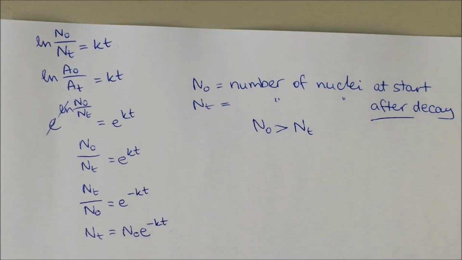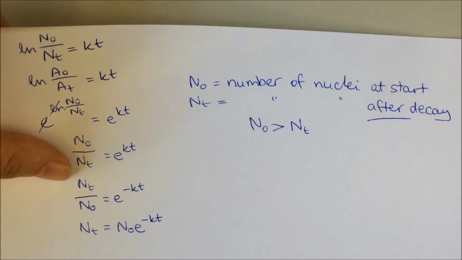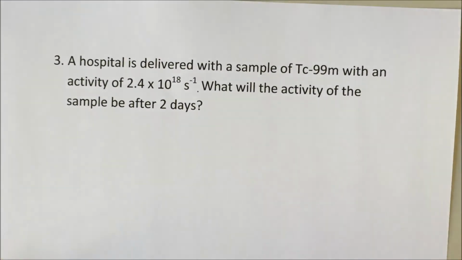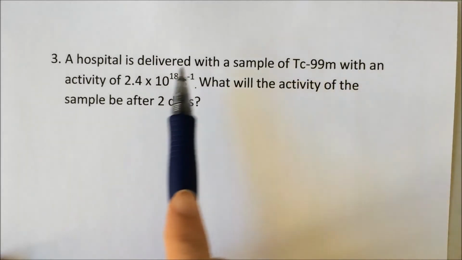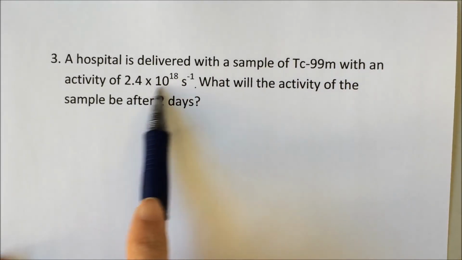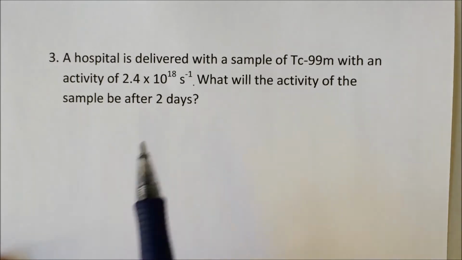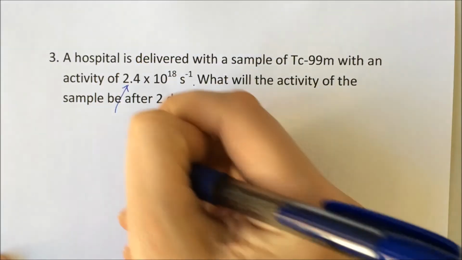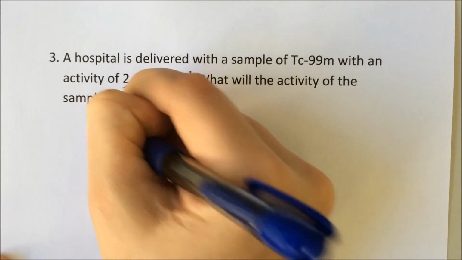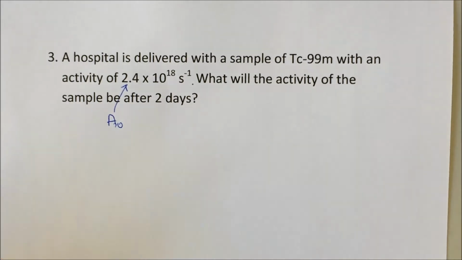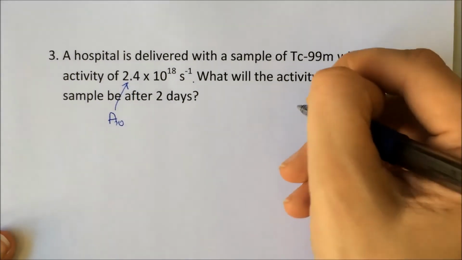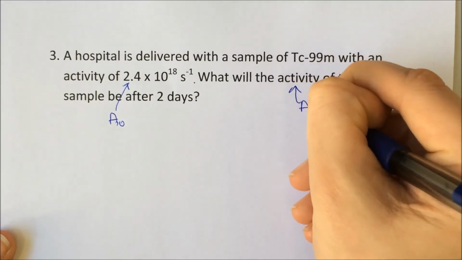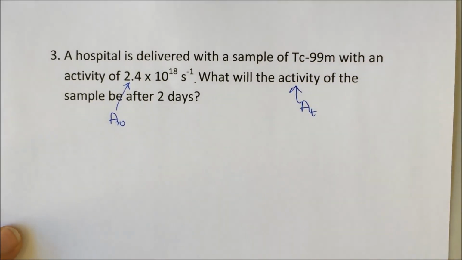So the question we're going to do here is question 3, which tells us the activity of a sample of technetium when the sample is delivered, and asks us what the activity will be after 2 days. So here in this case, this value here is our A0. That's the activity at the beginning. Over time, the activity will decrease. So we should expect that our final answer here, our AT value, will be less than our A0 value.